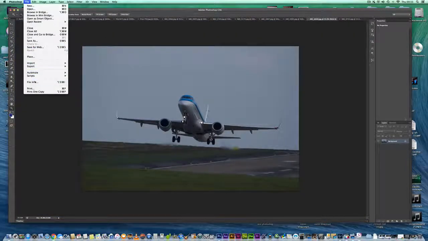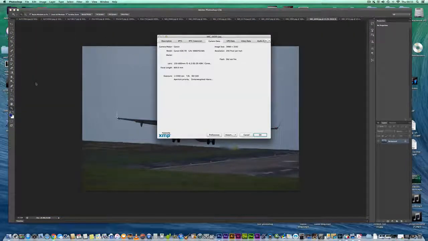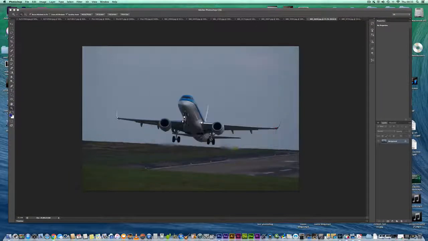Again at the airport. 1/1000th per second, f8, ISO 320, 600 millimeters. 7D, set to medium camera settings.